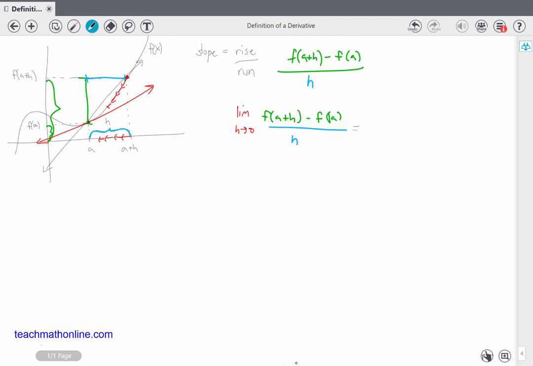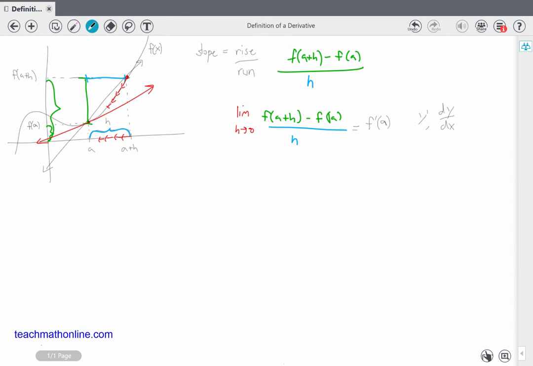One way it's notated is f prime of A. Other ways you might see this, you can see this as y prime, you can see this as dy over dx, and there's many other ways you can see it, and it all means the same thing.